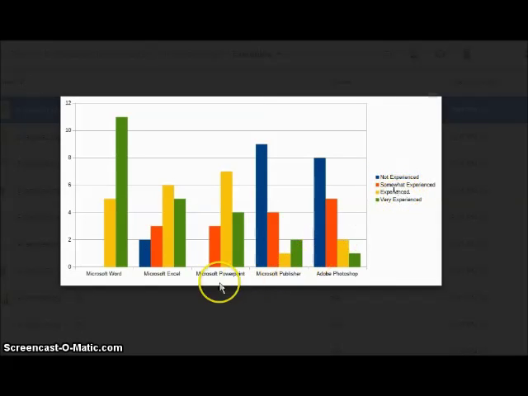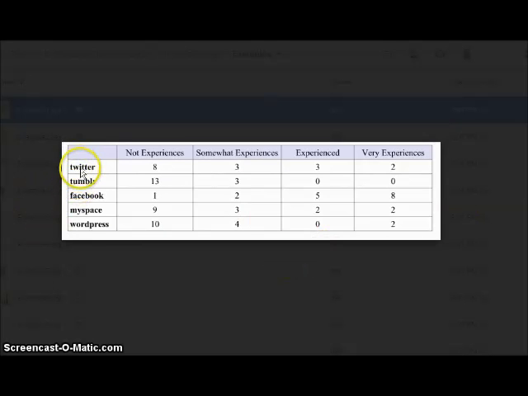Not experienced, somewhat experienced, but instead of programs here, we would have the various social media platforms. So this is an example of great data, and data that should be visually represented, but the person didn't choose the right form for the data.